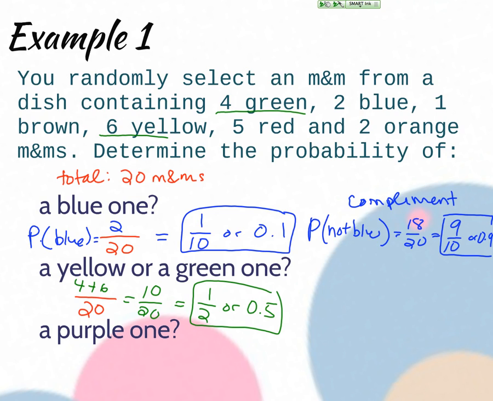Okay, what's the probability that I pull a purple M&M? 0. Yeah, there are no purple M&Ms. This is that impossible event. This isn't some special Easter version of M&Ms. They're just the traditional ones. So there's just a 0% chance, that's impossible.